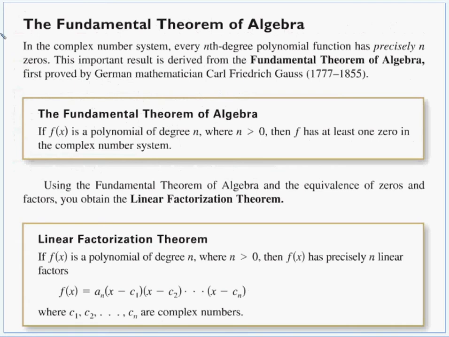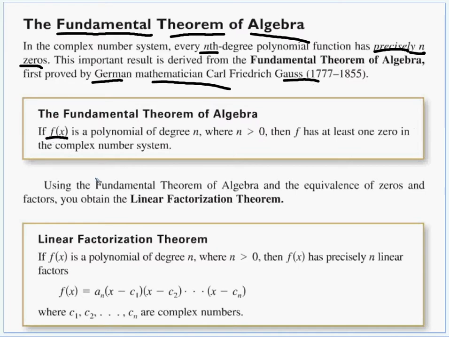And here we go. The fundamental theorem of algebra. In the complex number system, every nth degree polynomial function has precisely n zeros. This important result is derived from the fundamental theorem of algebra, first proved by the German mathematician Carl Friedrich Gauss back in the 1800s. And this theorem says if our function f of x is a polynomial of degree n, where n is a positive number, then our function has at least one zero in the complex number system.